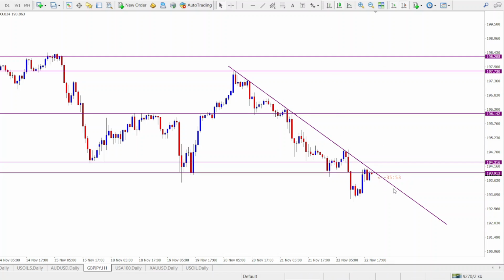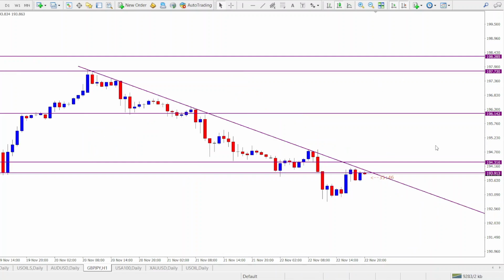So now, if I want to time my entry, let's say I am expecting a breakout from this bearish trend line, for example, and I want to time my entry. Ideally, before you trade a breakout, you should wait for the candlestick to close.